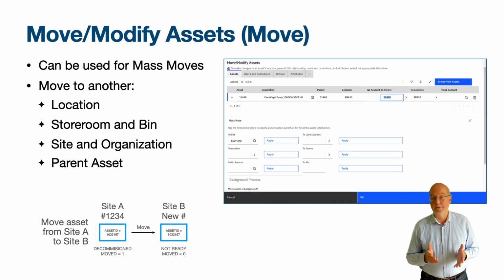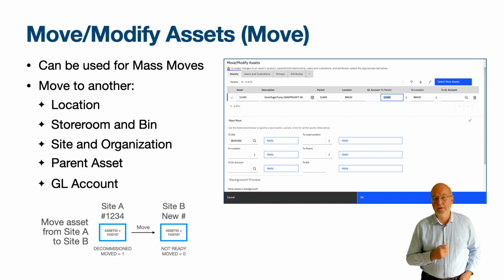You can use the Assets tab for making changes to the GL account, including for a mass change of several assets. Note, the GL account field no longer exists in the Assets application. It was hidden a few versions ago, but it can be easily configured back onto the application. The sixth field in the Mass Move section is the ToLoop location, which is used by the calibration module.